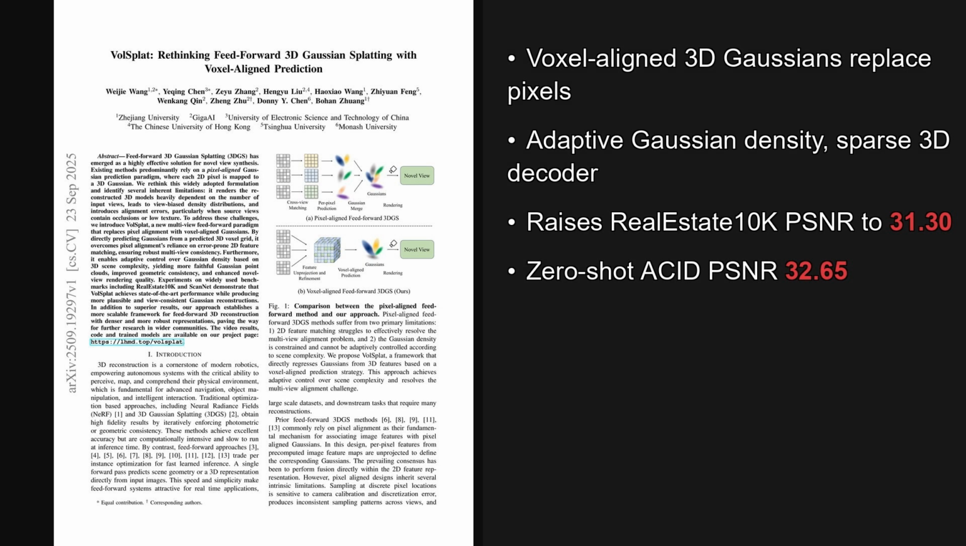Alright, two takeaways stand out. Switching from pixel-aligned to voxel-aligned Gaussians fixes view bias and occlusion issues, and the adaptive density plus sparse 3D decoder deliver consistent geometry with state-of-the-art quality and strong transfer. The broader implication is a scalable, feed-forward 3D reconstruction path for fast deployment.